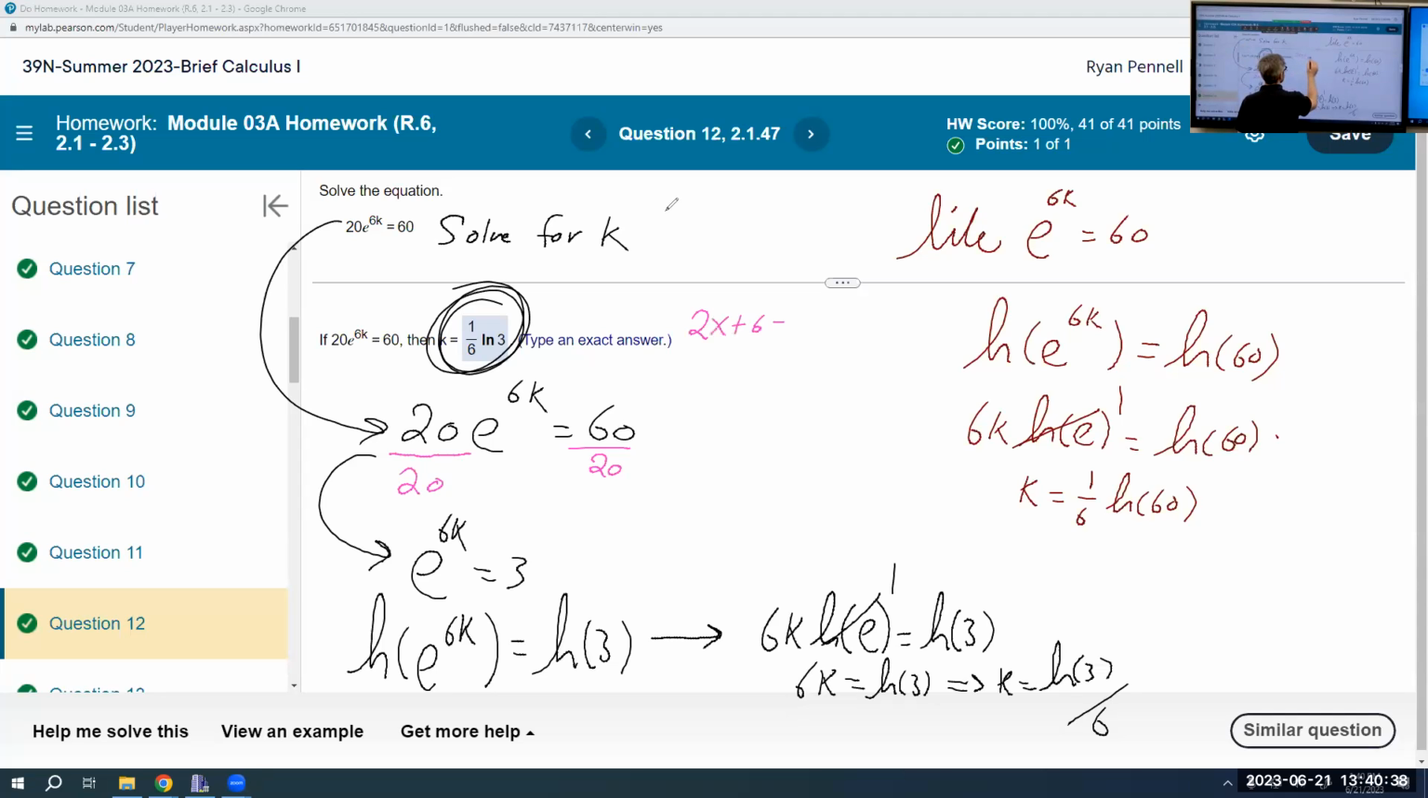2x plus 6 equals 10. In this, you want to isolate the 2x first, so you would subtract 6 on both sides, then divide by 2. Here, we're dividing by 20, just like we would divide by 2. Isolate. The new stuff is taking the natural logarithm of both sides to solve for it.